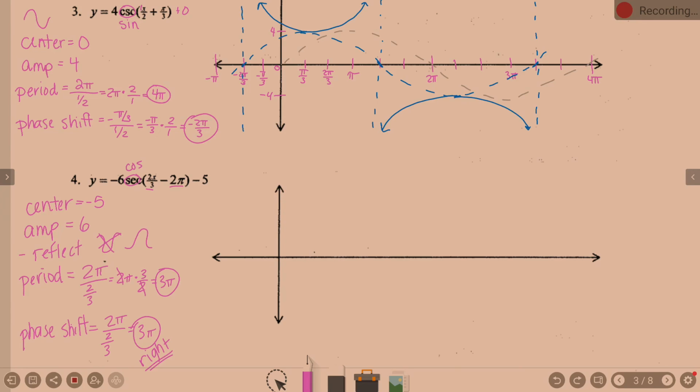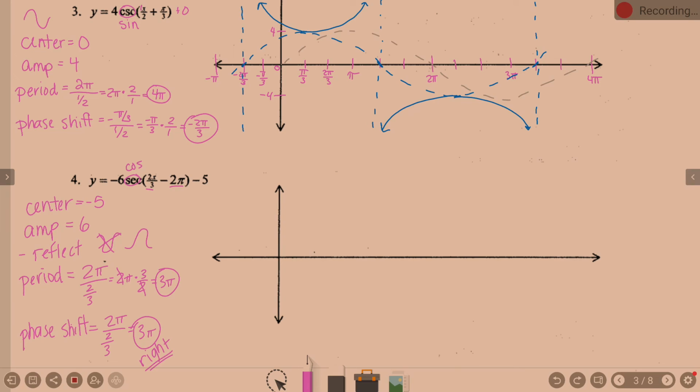Now, okay, think about this. My period is 3 pi. So my first instinct says to label out to 3 pi. But before I do that, I've got to consider, if I'm going left, I'm just going to start labeling out to 3 pi. But I have to go right, which means I technically have to go 6 pi out.